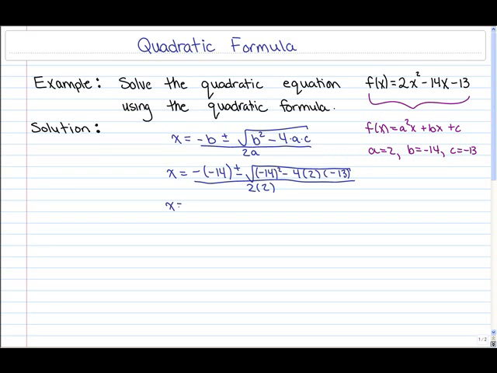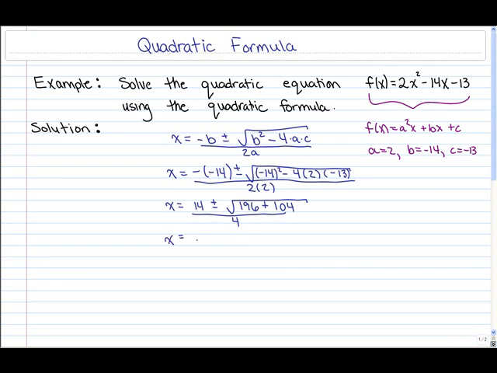So now x would equal, the negative times a negative here gives us a positive, so we have positive 14 plus and minus under the square root. Negative 14 squared gives us 196, minus 4 times 2 is 8, and negative 8 times negative 13 gives us positive 104. Now this is all being divided by 2 times 2, which is 4.